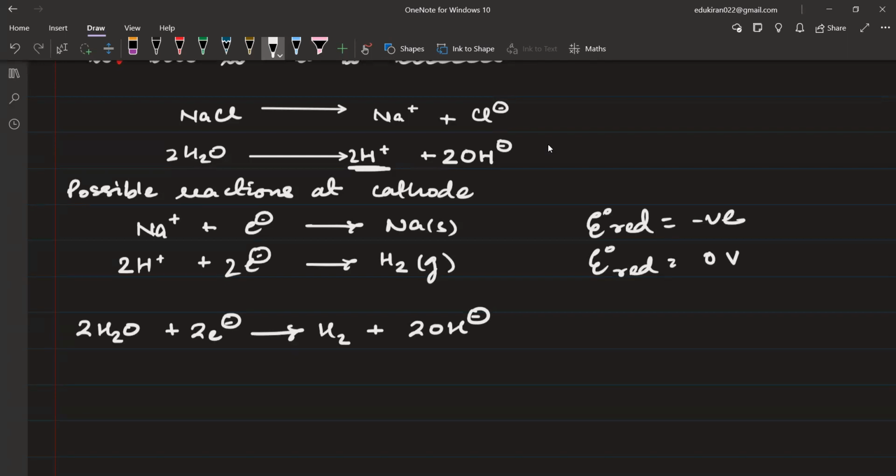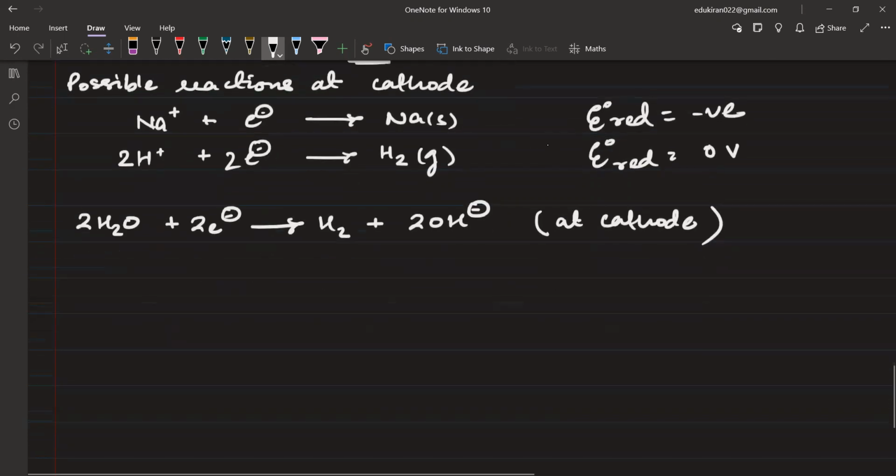Yes, sir. है ना? Okay, so this reaction is going to happen at cathode. Okay, so this is the reaction that is going to happen at cathode. That means what is the gas that is going to release? H2 gas is going to get released at the cathode.